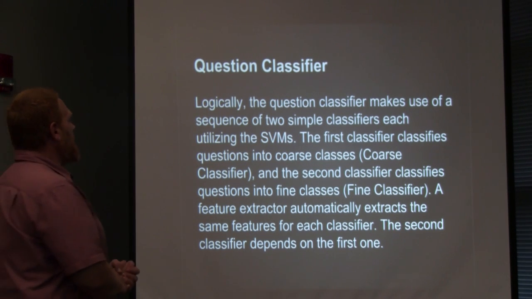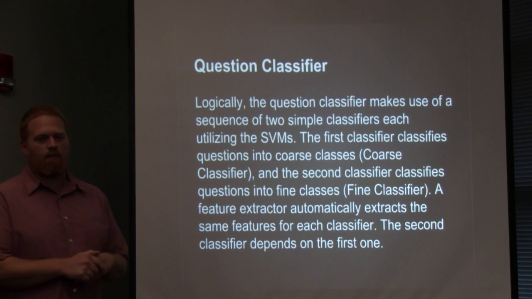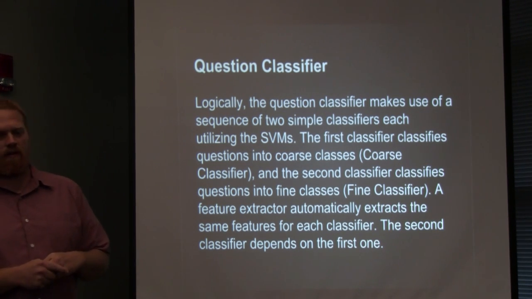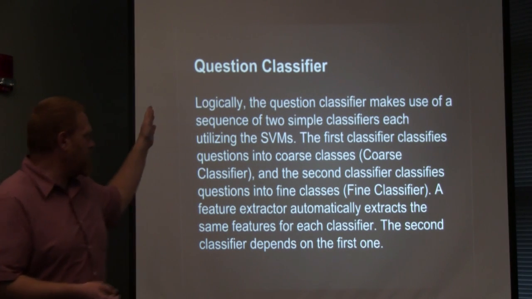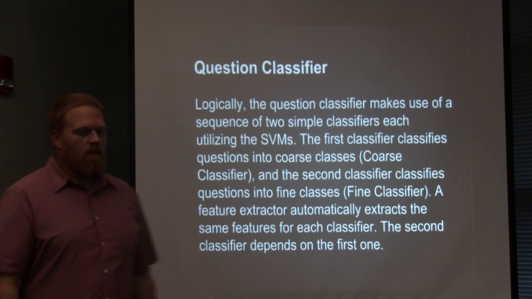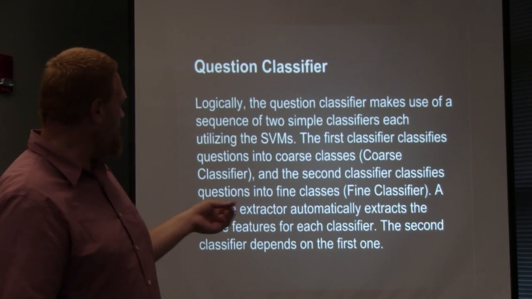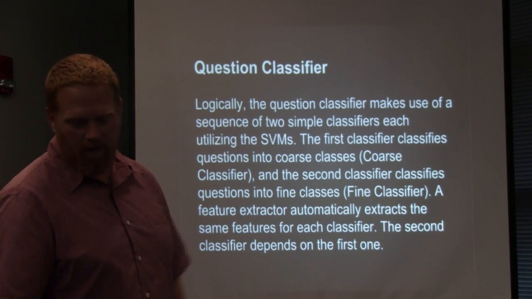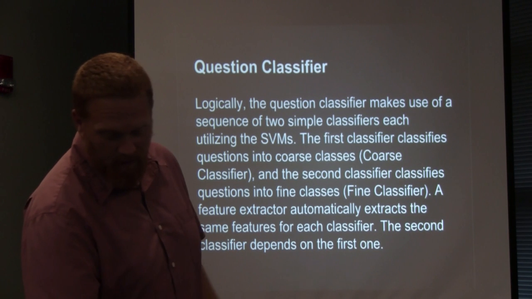So, classifying questions. Logically, the question classifier makes use of a sequence of two simple classifiers, each using the SVM. Originally they had two columns: a fine classification and a coarse classification. The coarse classification would be the first step, and then it would classify it again more finely to try to extract exactly what you mean. Now, of course, the second one depends on the first one.